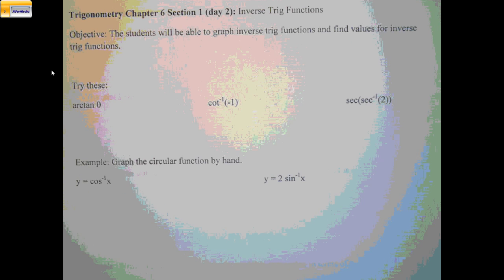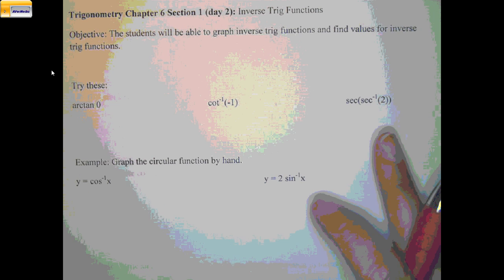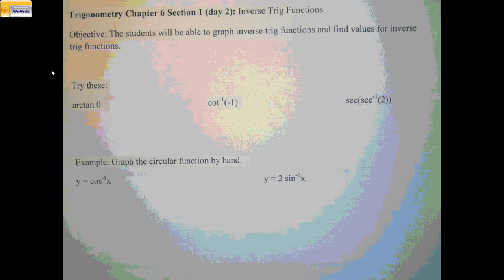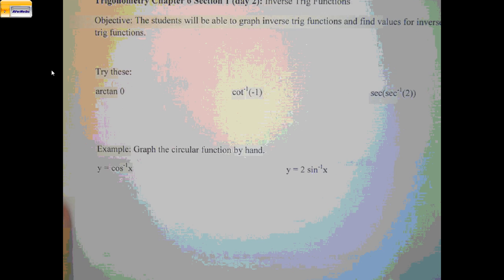All right, this is our continuation of yesterday's stuff. Let's see here, and this stuff will show up on your quiz. You want to be ready for it. From yesterday, this is the kind of stuff we saw.